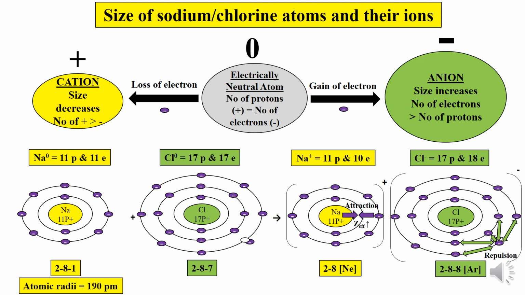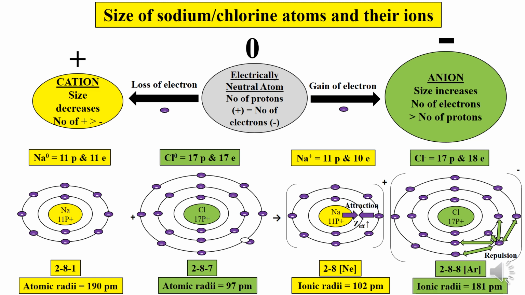Now the atomic radius of sodium is 190 picometers, and after it has lost an electron, you can see the size has reduced almost by half. It is 102 picometers. And what about the chlorine atom? Its atomic radius is 97 picometers, and after it has gained an electron, its size increases. Its ionic radius is 181 picometers. The size is almost doubled because of the repulsion it is experiencing and the corresponding increase in the space it has occupied, the shell.